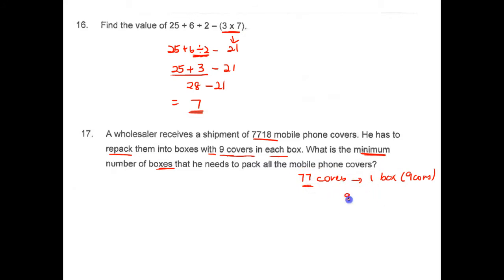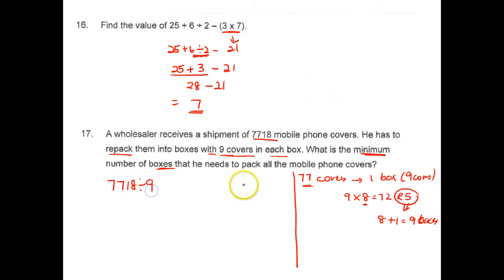So I know that 9 times 8 is 72. Right? But can I use 8 boxes? No, because I have a remainder of 5. So this 5 has to go to another box. So altogether I would need 8 plus 1, 9 boxes to pack all my 77 covers. So now let's look at the question now. 7,718 I need to divide by 9. So 7718 divide by 9. 8 times 9, 72. I will get 51.